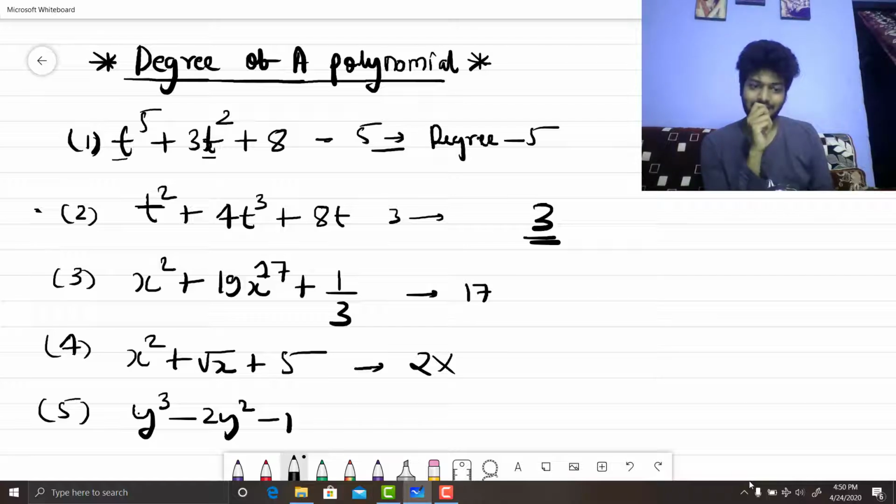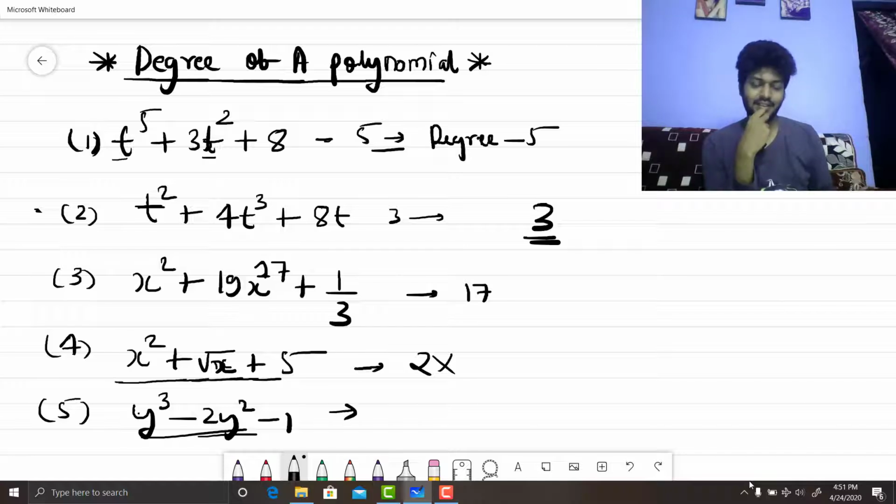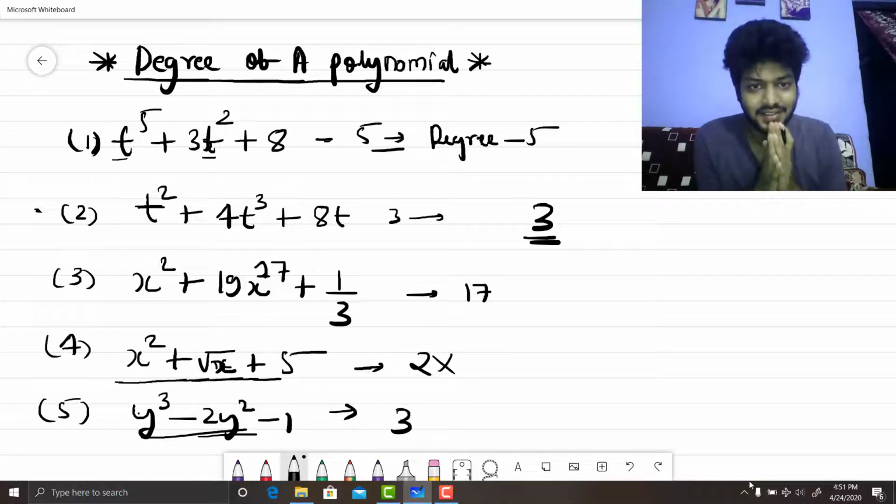Because this expression is not a polynomial. Why? Because here you can see x is raised to the power of half. For a polynomial we have to check that every variable must have its power as a whole number. So this is not a polynomial, so the question of degree doesn't even arise here. What about this? Here, very good, we have the correct answer as 3.